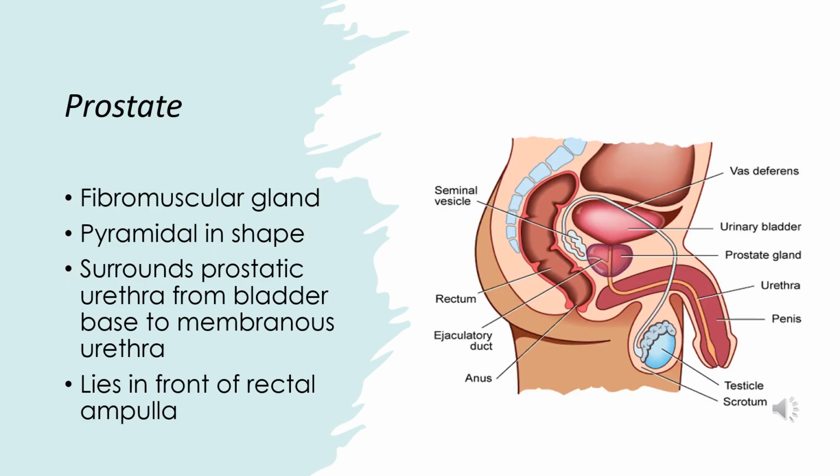The prostate is a pyramidal shaped fibromuscular glandular organ which surrounds the prostatic urethra, which extends from the base of the urinary bladder up to the membranous urethra, and it lies in front of the rectal ampulla. So the prostate is a pyramidal shaped fibromuscular gland which surrounds the prostatic part of the urethra and extends from the bladder base to the membranous urethra, and it lies in front of the rectal ampulla.